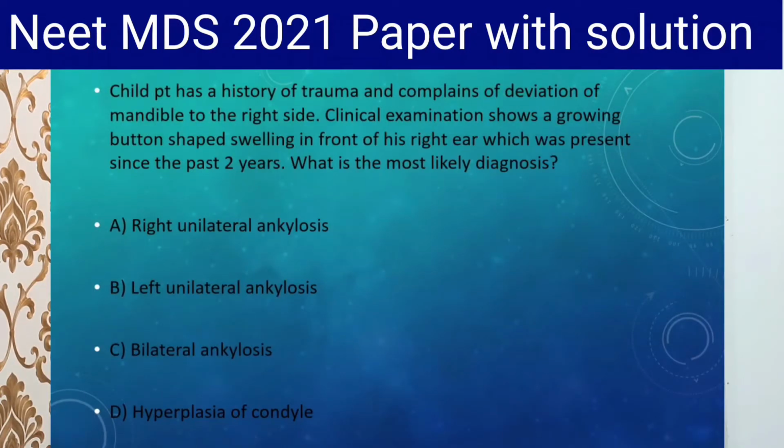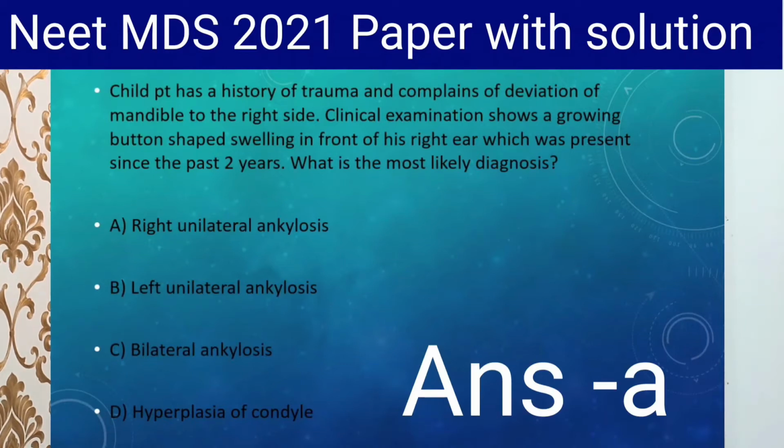You can see the question on your screen. The child patient has a history of trauma and complains of deviation of mandible to the right side. Clinical examination shows a growing button-shaped swelling in front of his right ear, which has been present for the past 2 years. What is the most likely diagnosis? Option A, right unilateral ankylosis. Option B, left unilateral ankylosis. Option C, bilateral ankylosis. Or option D, hyperplasia of condyle. So what do you think the right answer is for this question? The right answer is option A, that is right unilateral ankylosis.